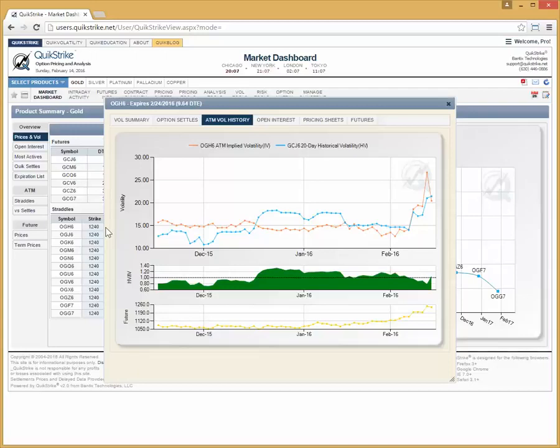So you can get historical volatility just by opening up the expiration pop-up, and you're sort of limited here in terms of the at-the-money volatility, as well as one other type, which we'll show you here in a second.